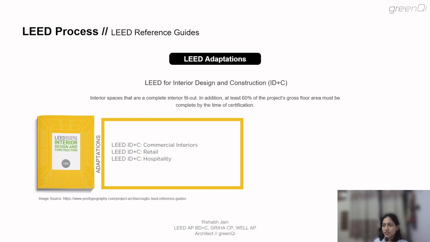The next adaptation is LEED for interior design and construction, or ID plus C. This adaptation is applicable to a complete interior fit out, and in addition, at least 60% of the project's gross floor area must be complete by the time of certification. As we discussed in the previous one, core and shell, there are components where somebody wants to get their interior spaces certified. So this adaptation would be best suited for projects where we're only looking at interior fit outs and not the core and shell structure of the building.